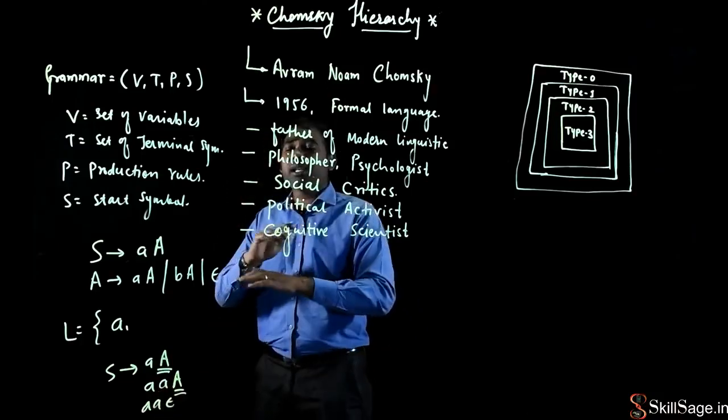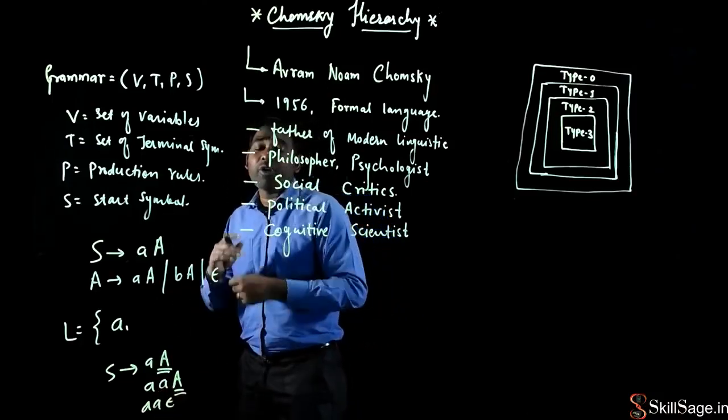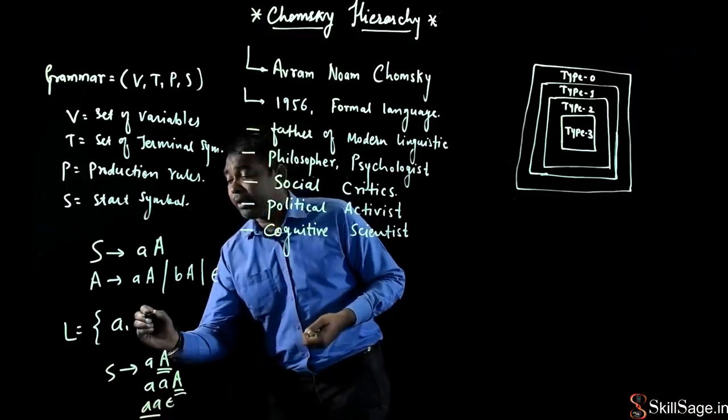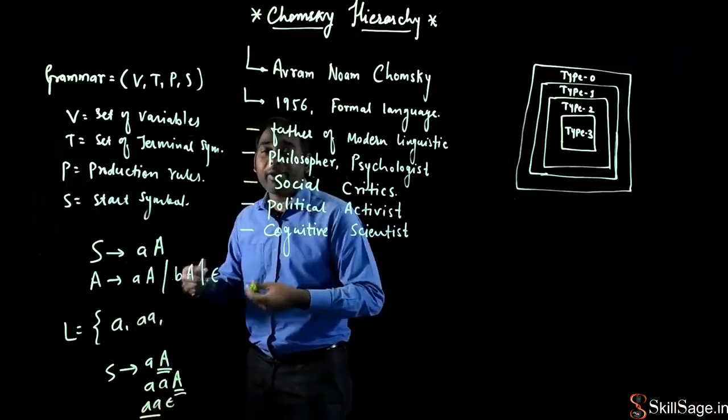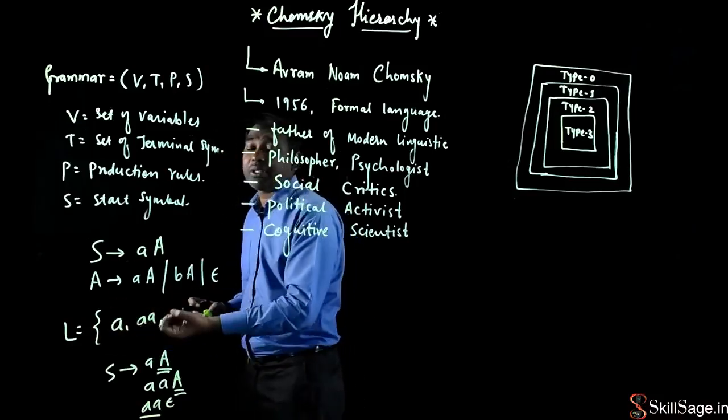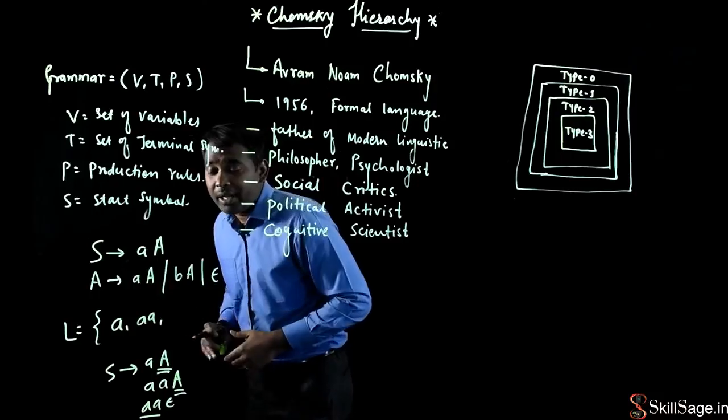Epsilon is the null string; we are not reading any symbol. So here I get the valid string called aa. This is again a valid string, and it can be a member of this language, a language that can be generated from this given grammar.